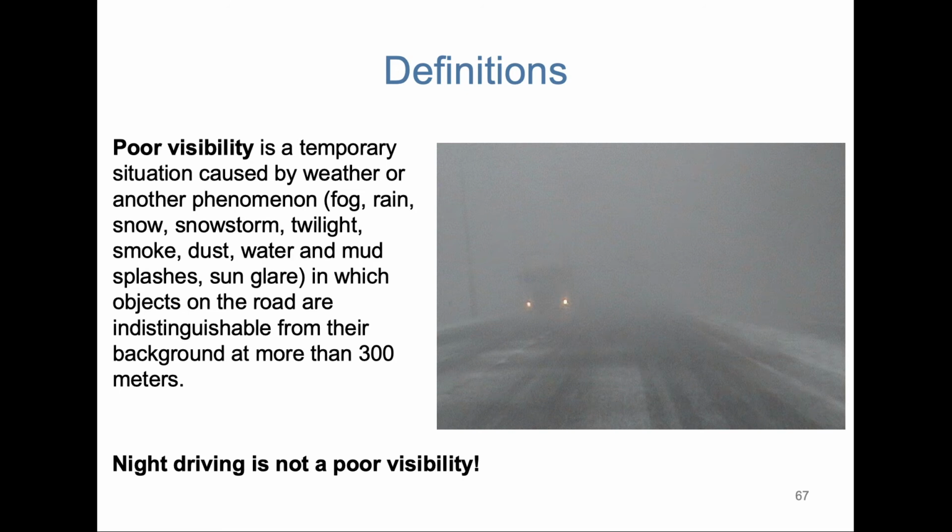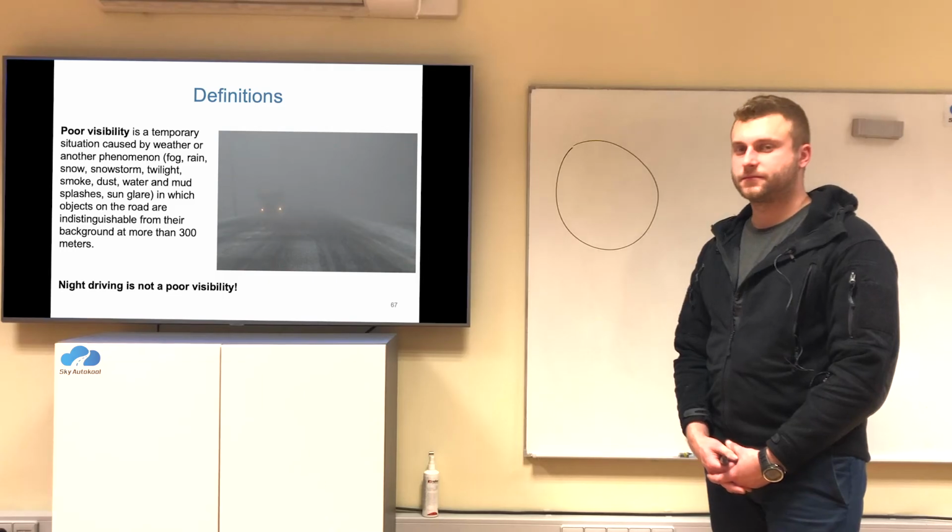We have poor visibility and limited visibility also. Poor visibility is a temporary situation caused by weather or another phenomenon. For example, fog, rain, snow, snowstorm, twilight, dust, smoke, water, other things. Sun glare also, for example. And in which objects on the road are not visible from their background at more than 300 meters.